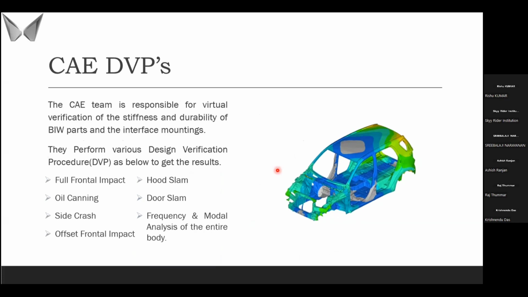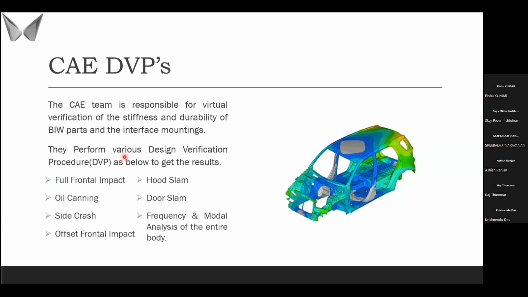So next will be the CAE DVPs. When it comes to material selection, the major thing which impacts the material selection is the CAE. As I said, when a vehicle is being designed, each and every component being designed in the vehicle will be analyzed for each and every regulation for the market which we are designing. So we have major design verification procedures for each and every market.